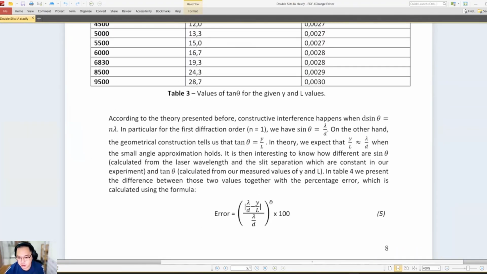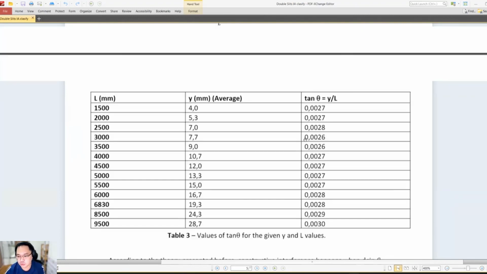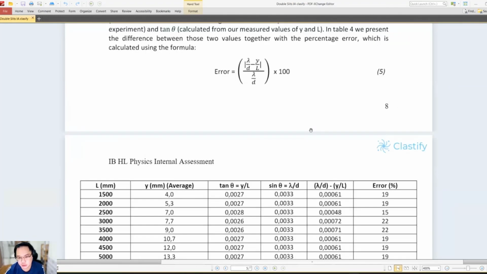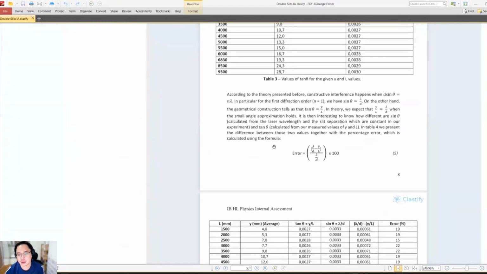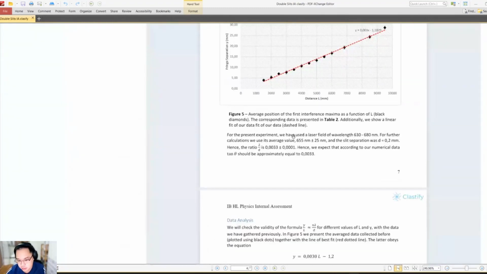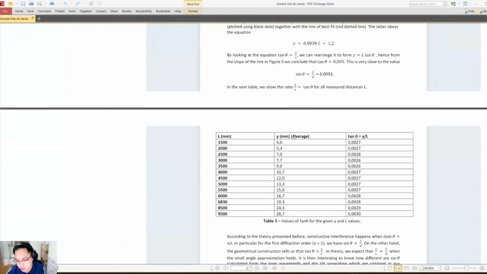Write about the error, explain how you get to the 14% error here. So just follow the steps in this document, but use your own language and your own result.